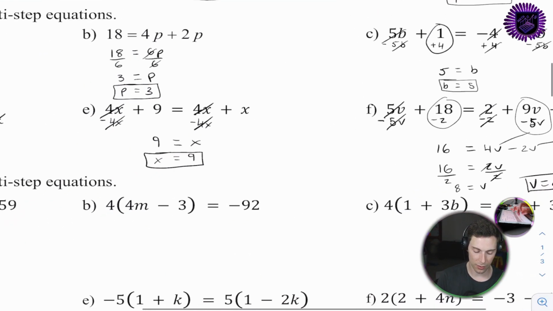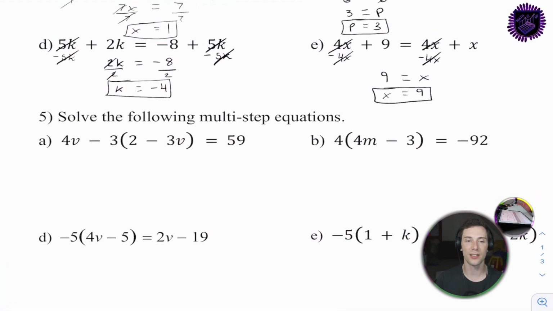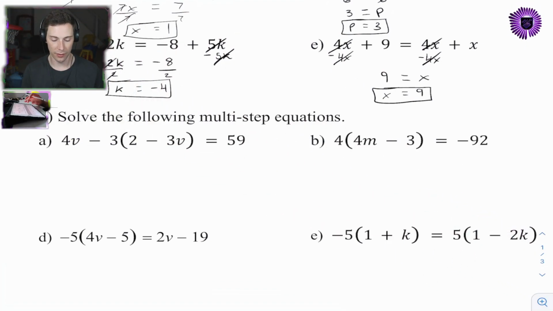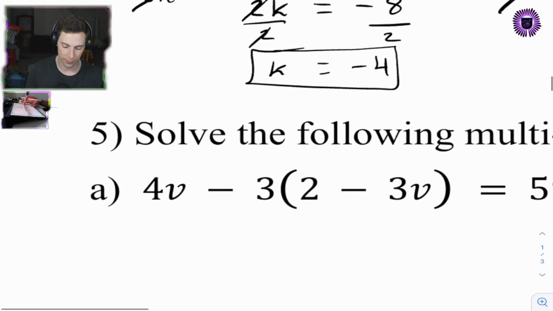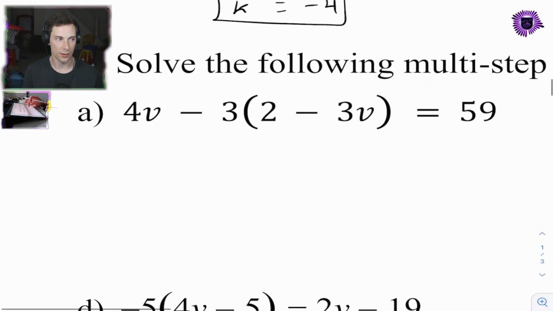All right, next questions, they get longer. They have distribution now. We have to distribute before we solve. So let's go in here, and part of the simplification is distribution.